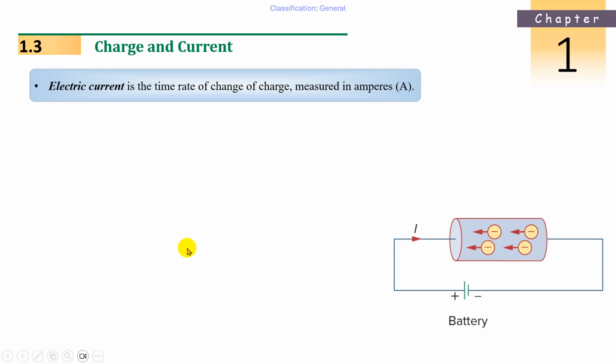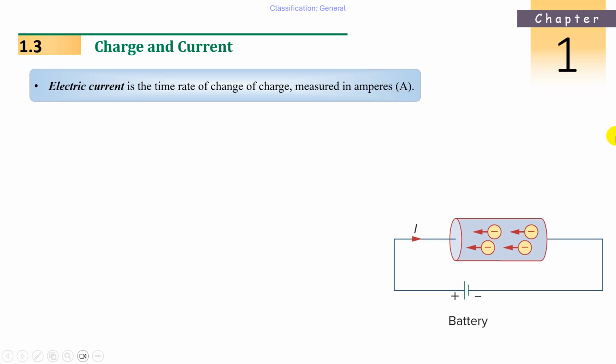So charge multiplied by time, or rather charge per unit time, is called current. Electric current is the time rate of change of charge, meaning how much it is changing with time: in 1 second x, in 2 seconds 2x, in 3 seconds 3x. That is called current, and it is measured in the ampere.